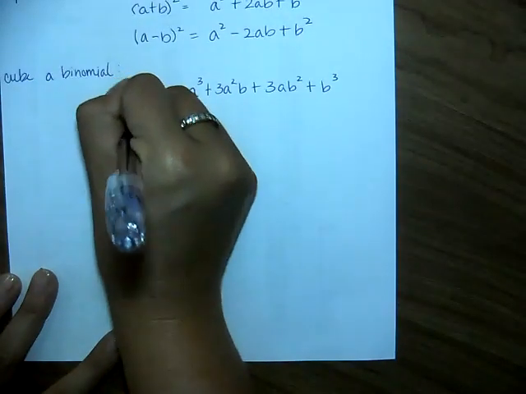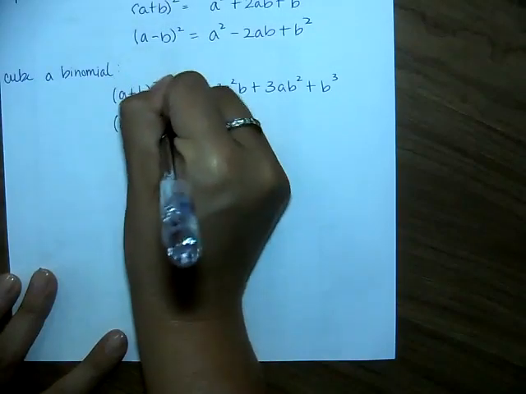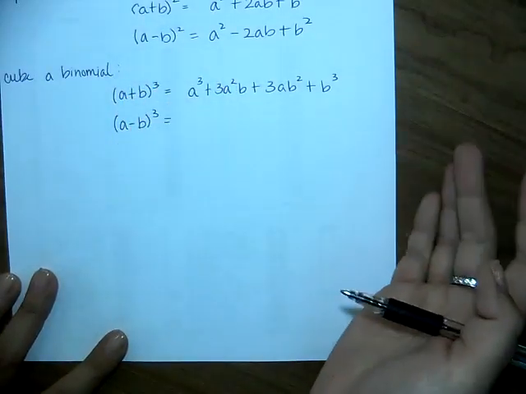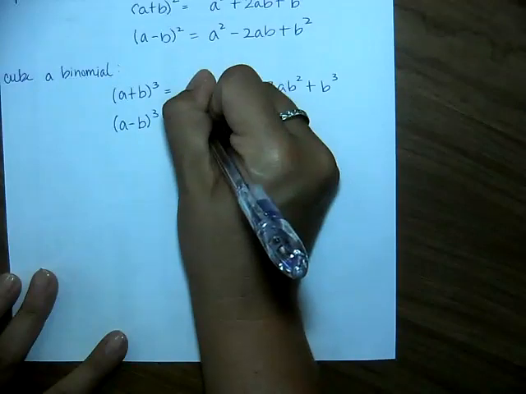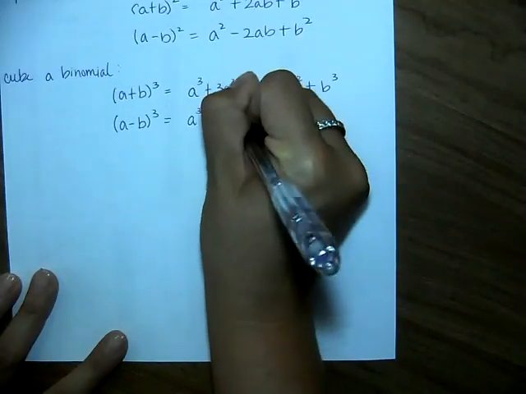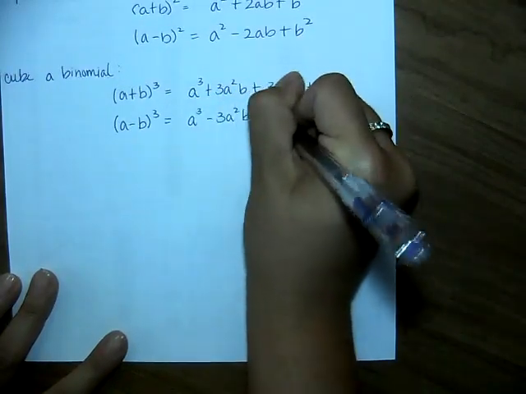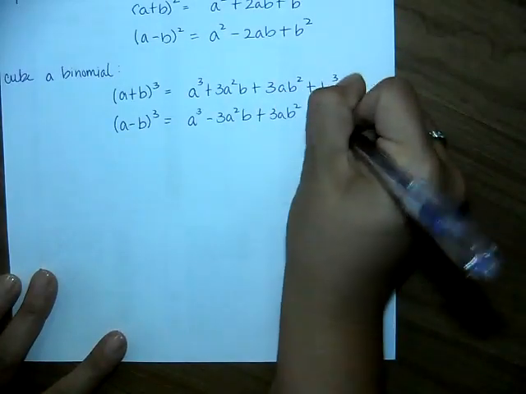If you have a minus b cubed, then it's similar, except some signs are going to change. So we have a cubed minus 3a squared b plus 3ab squared minus b cubed.